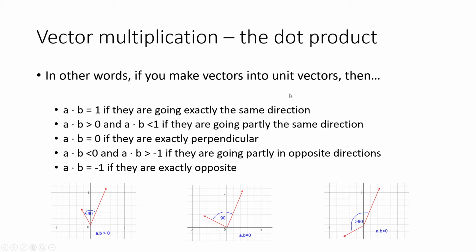In other words, if you make vectors into unit vectors, then do a dot product, you'll get 1 if they're exactly the same direction. You get something between 0 and 1 if they're sort of the same direction. You'll get exactly 0 if they are perpendicular. You'll get something between 0 and minus 1 if they're roughly in opposite directions, or you'll get exactly minus 1 if they're exactly opposite. Here's a few illustrations. Something less than 90 degrees, you'll get a positive dot product. Exactly 90 degrees, you'll get a 0 dot product. And more than 90 degrees between them, you'll get a negative dot product.